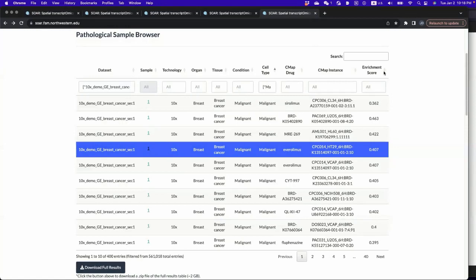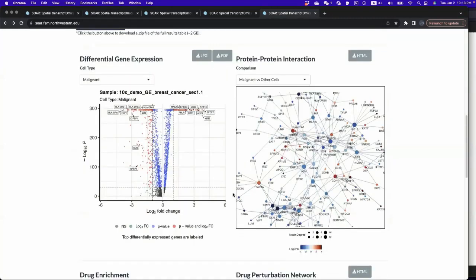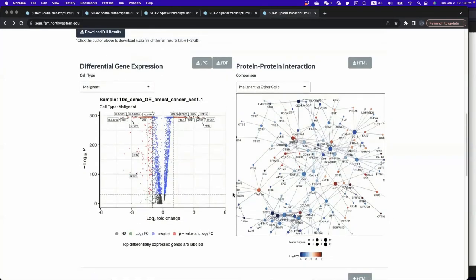Let's sort on enrichment scores and click on the breast cancer sample for the row of everolimus, which is a repressor of the mTOR complexes. Before delving into the specific compound, we can first investigate the differentially expressed genes in malignant cells or other cell types of interest, which helps us to identify gene targets.